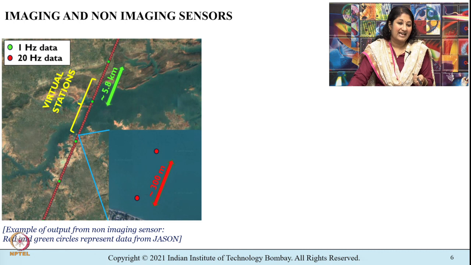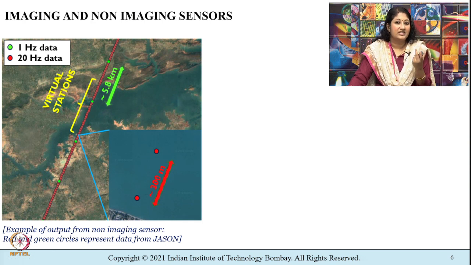Shown here is an example of data from a non-imaging sensor. Whatever you see in red dots, red circles or green circles are the data being collected by a non-imaging sensor, for example a radar altimeter. The frequency with which we get data is indicated here. Green shows 1 hertz and red shows 20 hertz. Remember, this is the sample data from the JASON satellite.